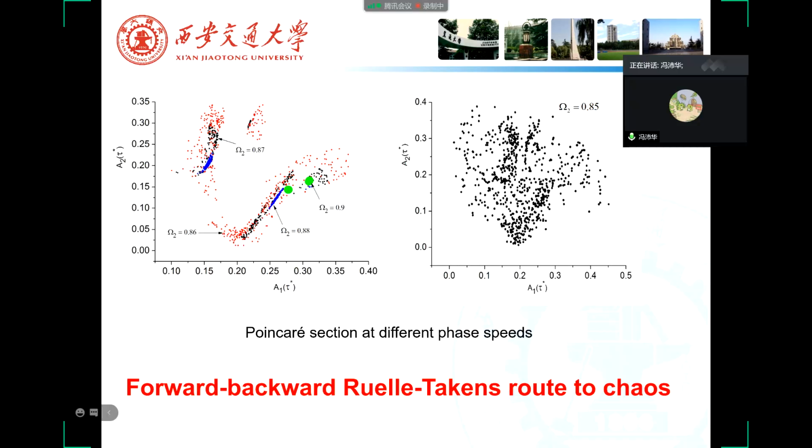But here, what we found is much more complicated than the Ruelle-Takens route to chaos, and we call it the forward and backward RT routes to chaos, which means it goes to chaos and goes back to the periodic motion, and it goes to chaotic motion again and goes back to the periodic motion again. But at last, the system enters the chaotic motion finally.